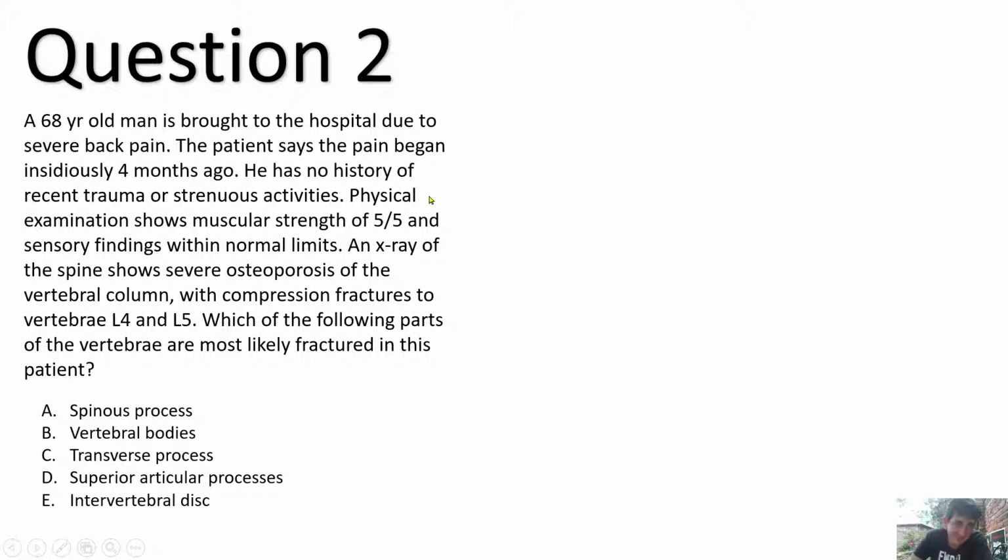So yeah. Second question, y'all, let's go. So we have a 68-year-old male now brought to the hospital with severe back pain that began insidiously 4 months ago. Slow onset, just kind of came on, you know, slowly. He has no history of recent trauma or strenuous activities. Physical exam shows muscular strength of 5 out of 5, normal sensory findings. An x-ray was done showing severe osteoporosis of the vertebral column with compression fractures to vertebrae L4 and L5. Which of the following parts of the vertebrae are most likely fractured in this patient?